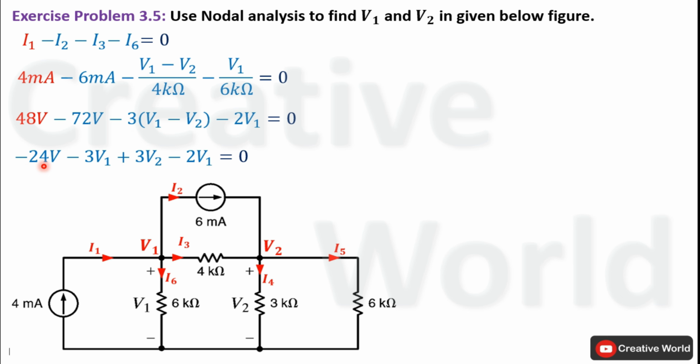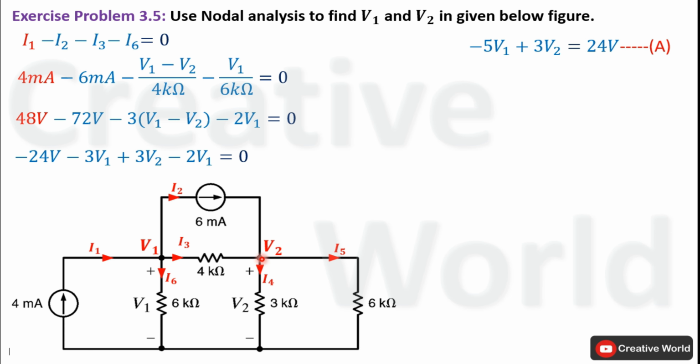Place this constant value on the other hand side of equal and add minus 3v1 and minus 2v1 together. The equation will become minus 5v1 plus 3v2 equal to 24 volt. We cannot further solve this equation, so leave it for now and label it as equation A. It is the first node voltage equation of this network.